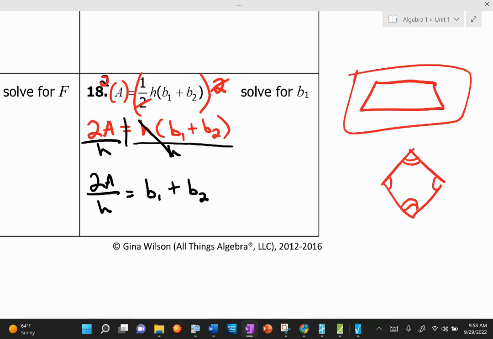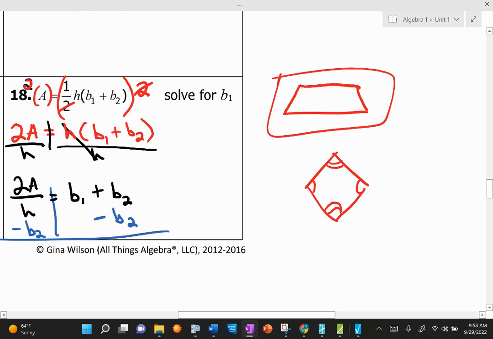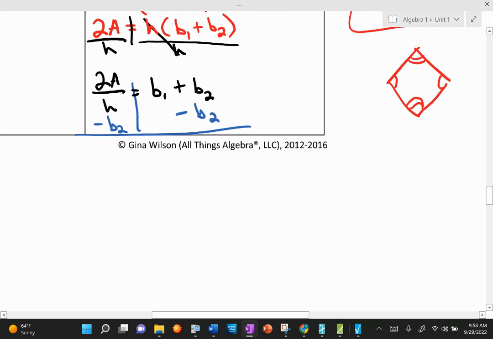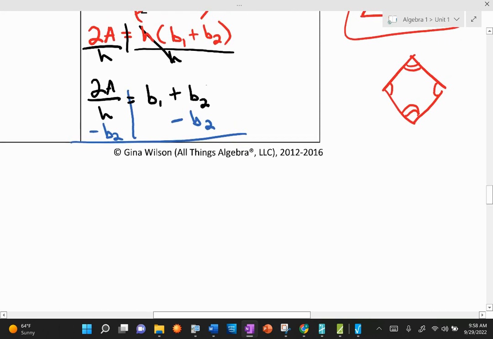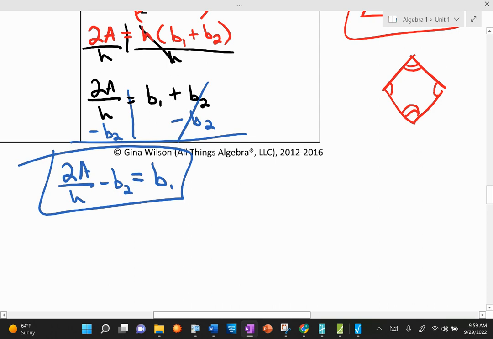Okay, now what's our last step to get B1 by itself? Yeah, we're going to subtract B2 from both sides. I'll just go off the page. You can move your answer wherever you need to if you ran out of room. B2's will cancel out, just leaving us with B1. And then we have 2A over H minus B2 on the left. And that would be it.